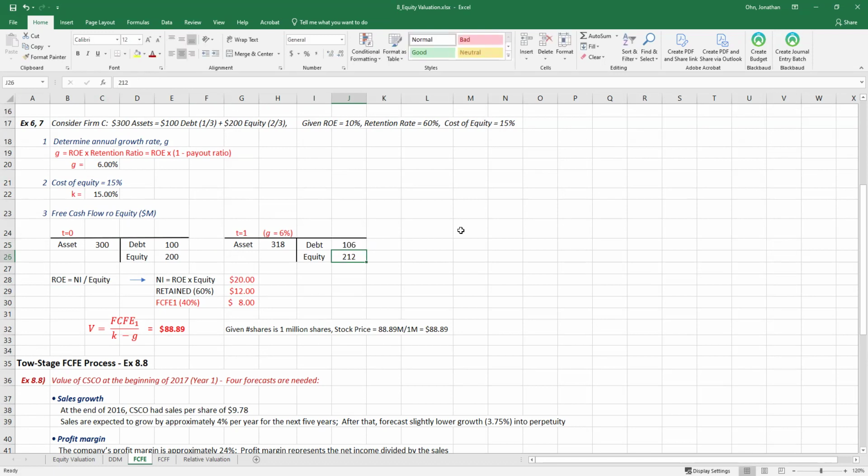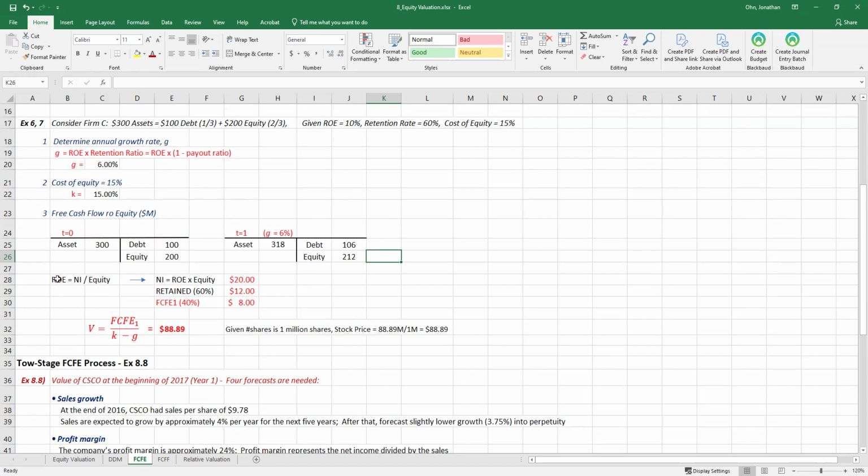6%. That's 106, right? And then that one is also 200 times 1 plus 6%, which gives you about $212 million. So if you sum them up, it's $318 million, which is identical to, well, that's it. It should be. Now we have to use this one here.